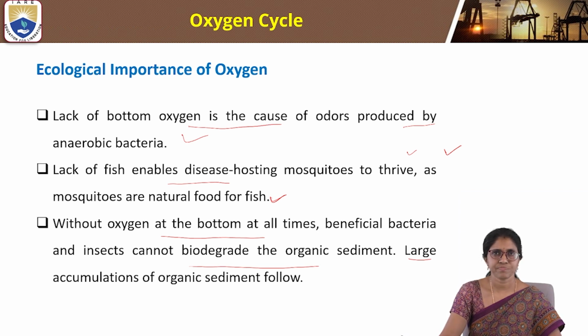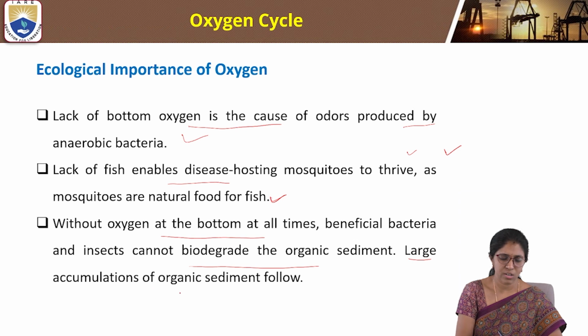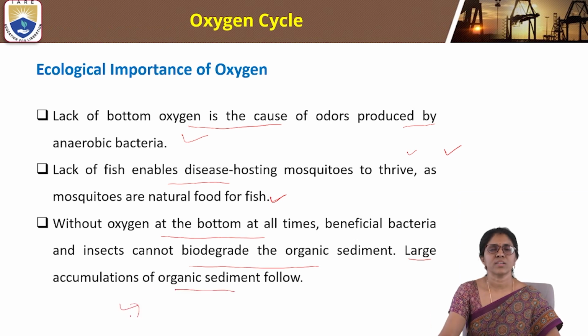So because of the absence of oxygen at the bottom of the water, anaerobic bacteria produce toxic gases as well as acids, increasing the acidity of water, and producing nitrogen and phosphorus, which are two fertilizers. Also, without oxygen, beneficial bacteria and insects cannot biodegrade the organic waste, so large organic waste accumulates in sea water or any aquatic environment.